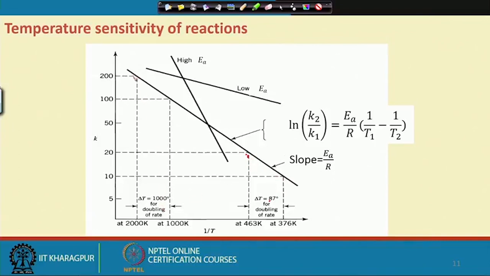Now here, at the higher temperature, the k value changes more as compared to this value. Here at low temperature, the k value doesn't change much. You see that for 87 degrees centigrade you have this much of change, but at higher temperature you require more temperature change to change the k value as compared to this. This has been found from this particular Arrhenius plot that we can easily find out.